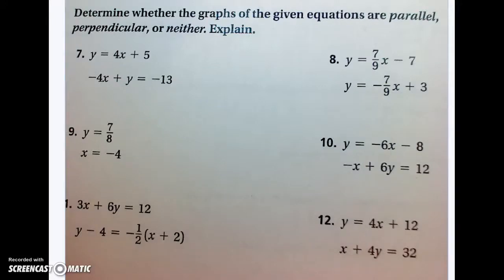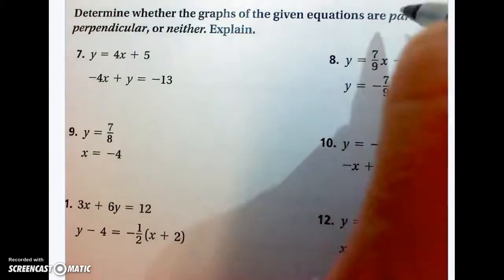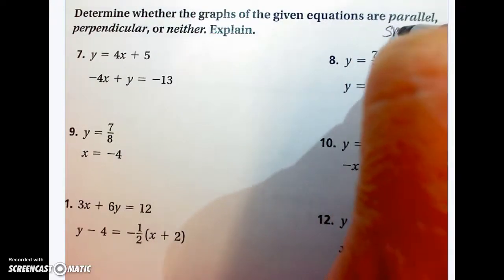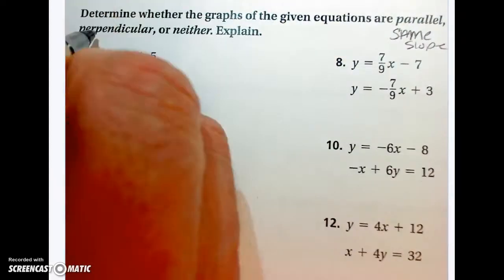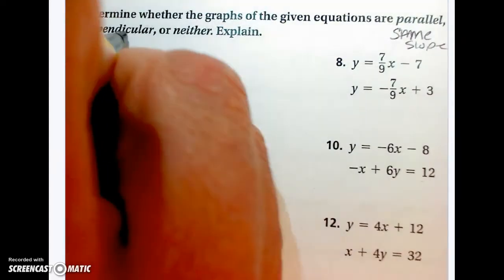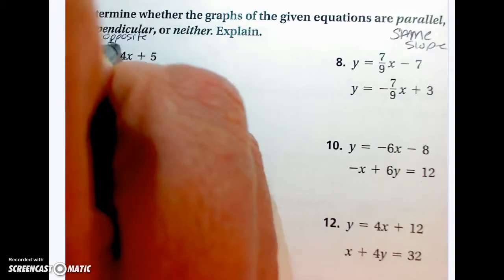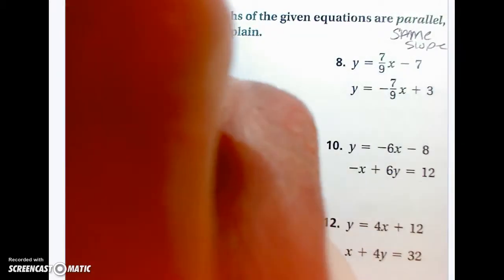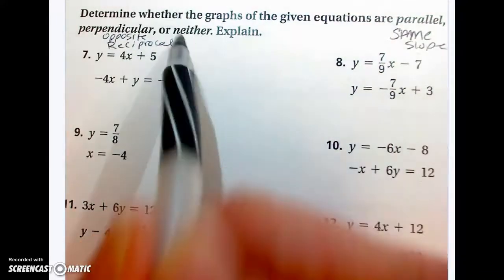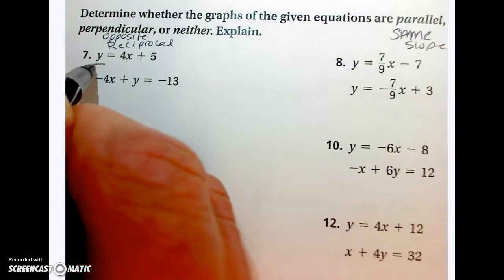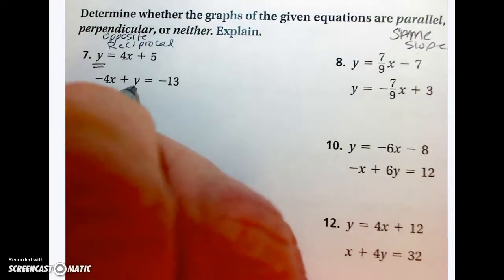In the next section it says determine whether the graphs of the given equations are parallel, perpendicular, or neither. So if they're parallel, they're going to have the same slope. But if they're perpendicular, they're going to be opposite reciprocal. And if they're not the same or they're not opposite reciprocals, then it's neither. So we need the equations to say y is equal to. So this one does not.